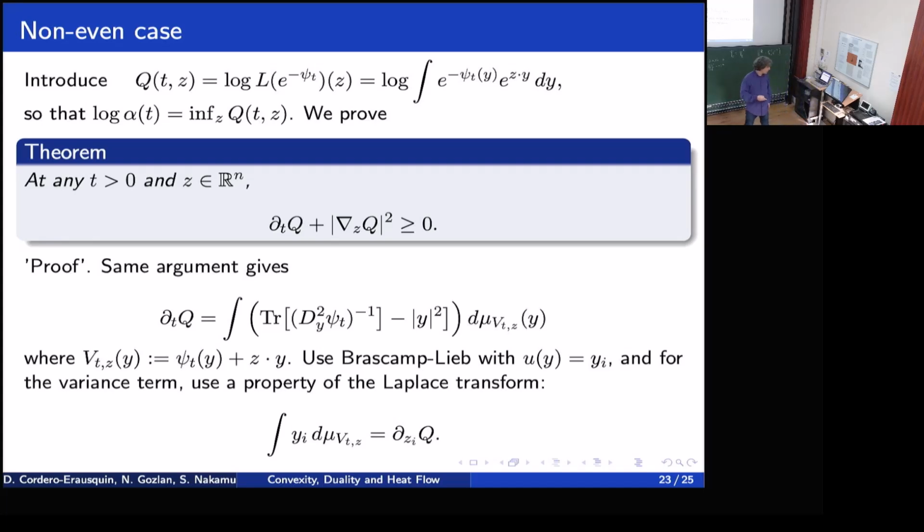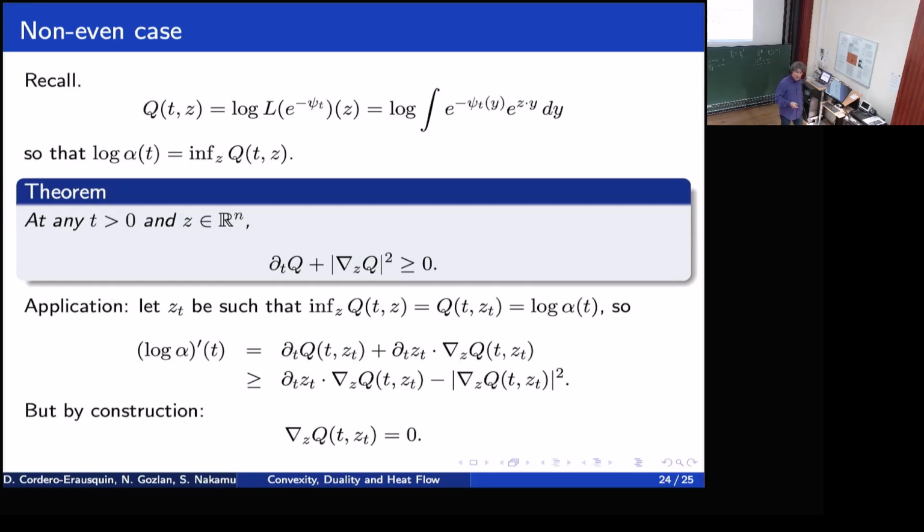Okay. And now, why does this solve the problem? So now, this infimum, because this Q is a convex function of z, it's easy to see that it has a minimum and it's unique, has some uniform convexity. So the infimum of Q is attained at a unique point, which I denote Z_t. So what I'm really looking at is Q_t at Z_t.